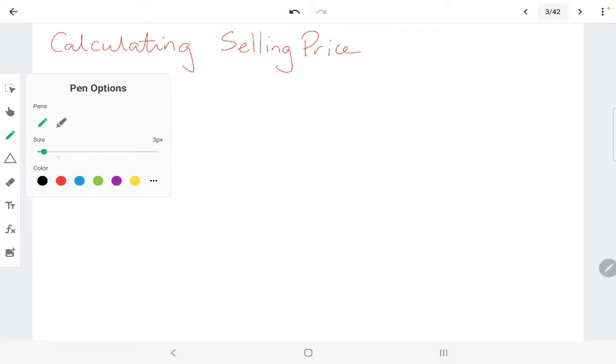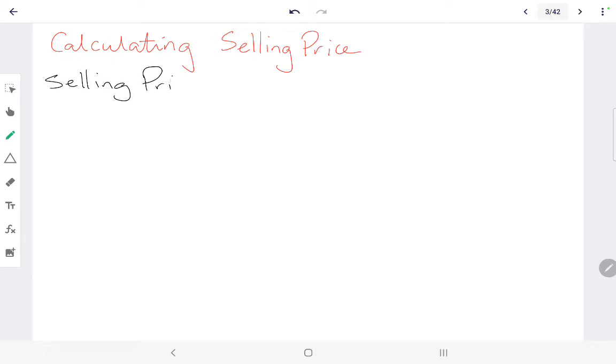So the formula to calculate the selling price, when given the cost price and the profit, it will be the cost price, the amount you paid for the item, plus the amount of profit you want to make on the item. And when you add up the original price plus the profit amount, you will get your selling price. Alright, so let's look at an example.